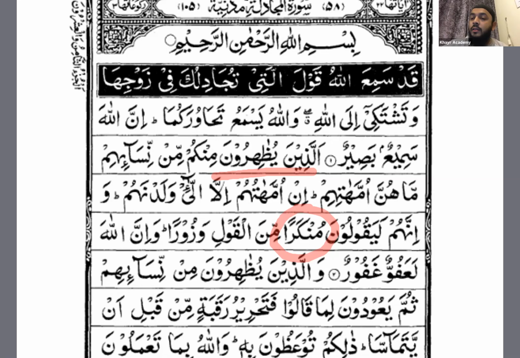Okay. Let's see. Munkaran. Yeah, munkaram, not mum. Don't close your lips because otherwise it becomes a meme. It's munkaram. Just keep your mouth normal. Instead of saying mun, we say munkaram. Perfect. Okay.